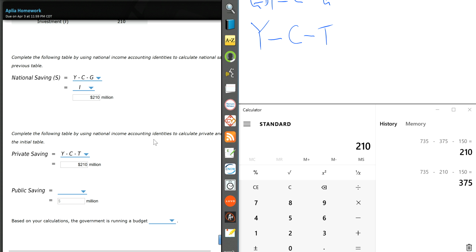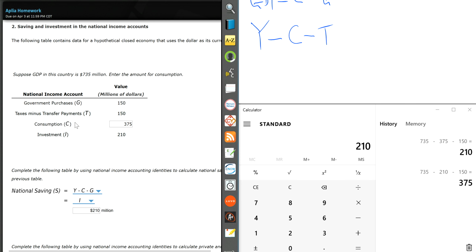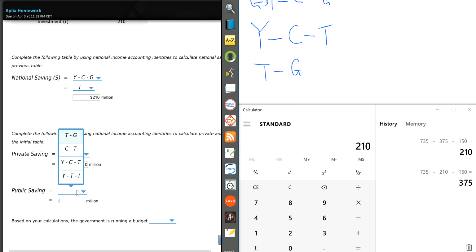All right, and next, your public saving. Now remember all the tax we're collecting is given to the government. So for public saving, we're asking how much money the government saves. The government income, that's your tax, minus your government spending, is your government saving, or public saving. So for this problem, our tax is 150 and government spending is 150. So it's going to be T minus G, and the total is $0. Based on this calculation, our government doesn't have a surplus or deficit.